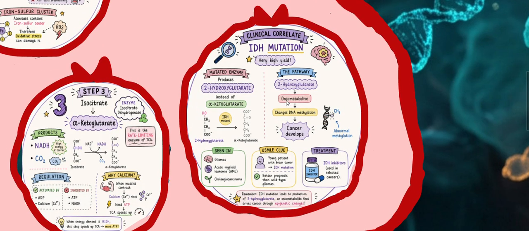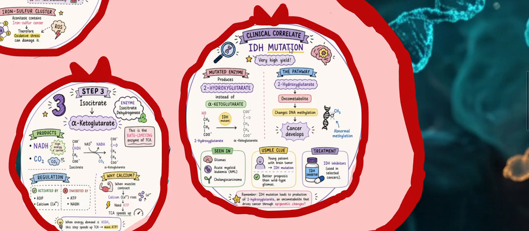Okay, so this IDH mutation, the isocitrate dehydrogenase mutation, is very high yield. It's very commonly tested. It's seen in cancers like gliomas. Gliomas was this astrocytoma in the brain, right? It's seen in gliomas, acute myeloid leukemia, and in cholangiocarcinoma. It's seen in these extremely, I'd say, it's a bad disease.